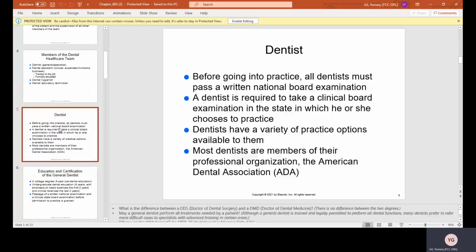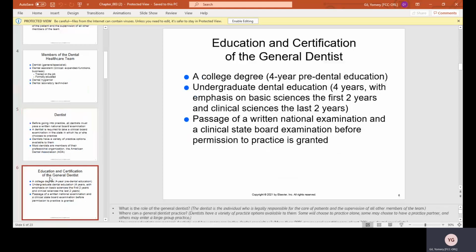A college degree, so you need a 4-year pre-dental education, 4 years of whatever, business, engineering, etc. An undergraduate dental education, which means the 4 years with emphasis on basic sciences the first 2 years and clinical science the last 2 years. So a passage of a written national examination and a clinical state board examination before permission to practice is granted.